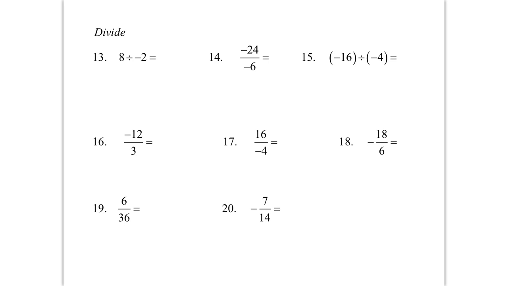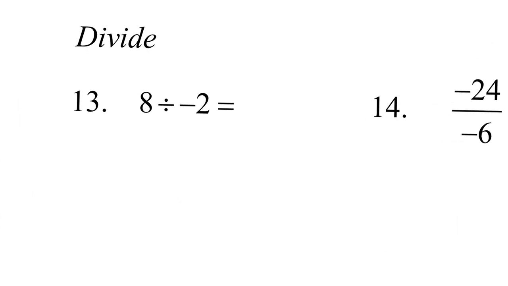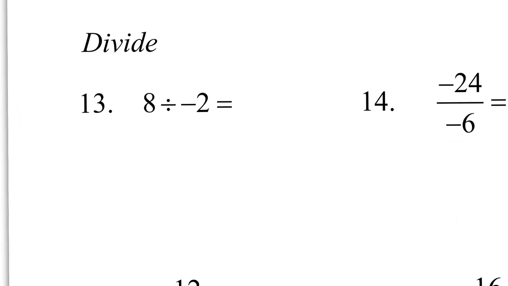So, number 13. We have 8 divided, and notice the symbol that we use, divided by negative. So 8 is positive. I'm just going to put a plus right there. It's a positive 8. Divided by a negative 2. So 1 positive, 1 negative. Positive divided by negative, different signs, is negative. And 8 divided by 2 is 4. So my answer will be negative 4.